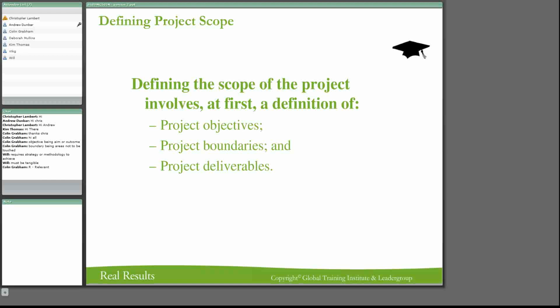Whereas the objectives are more the alignment of the project to the strategic objectives of the company or organization. The boundaries. Boundaries are the things where we say, hey, this is how far we're going to go, and this is where we're not going to go. This is where inclusions and exclusions are very important for a project. So it involves at first a definition of the project objectives, the boundaries, and the deliverables.